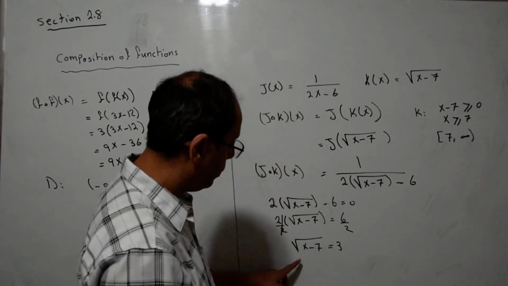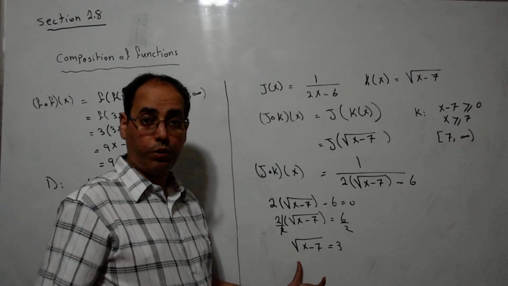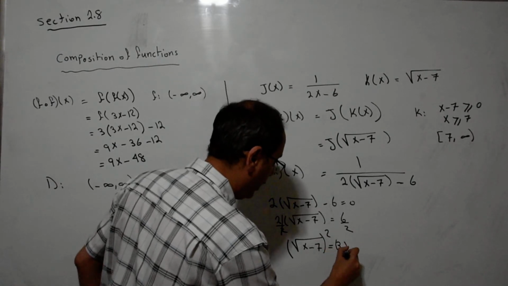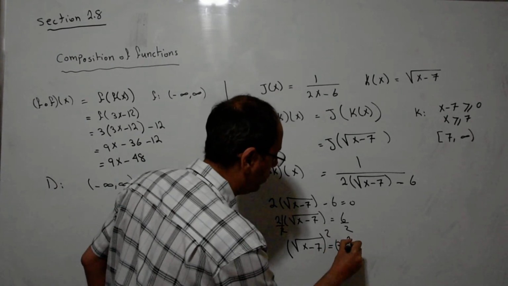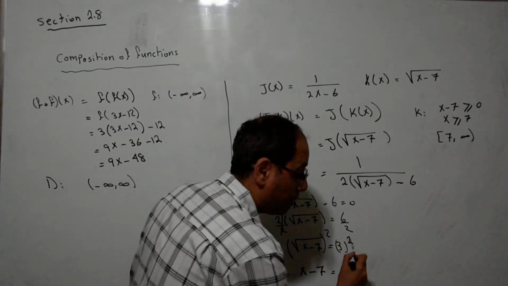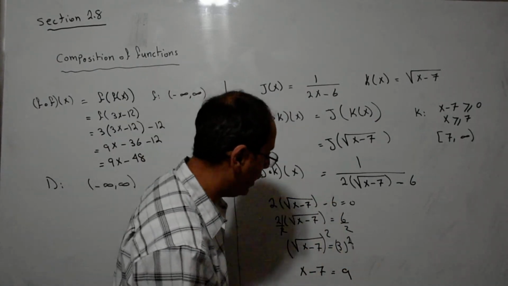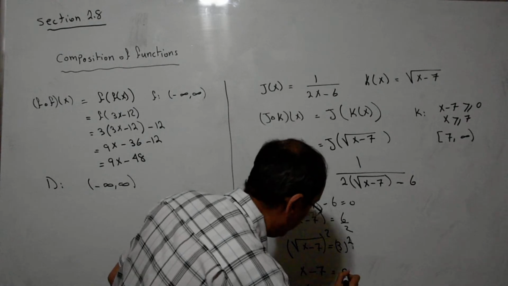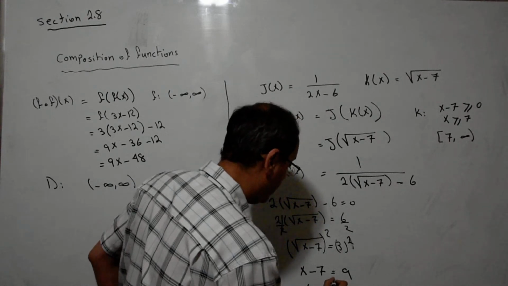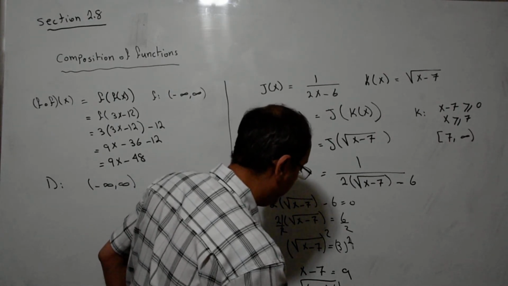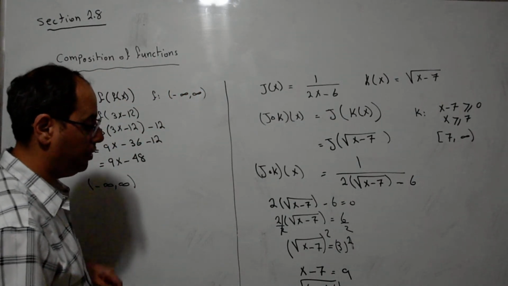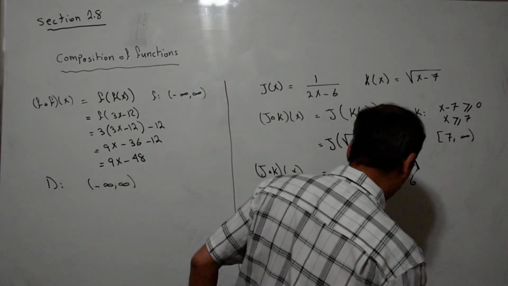Am I done? No. How can I get rid of the square root? Square both sides. Exactly. So I have this squared and that also squared. Alright. On the left side I have x minus 7 and 3 squared is 9. Now we add 7. So x is 9 plus 7 is 16. Okay, so x cannot be 16.